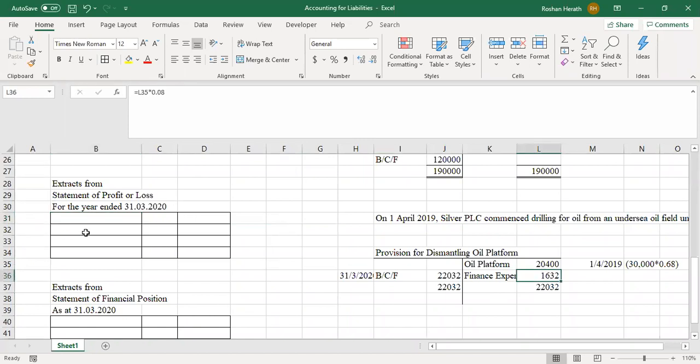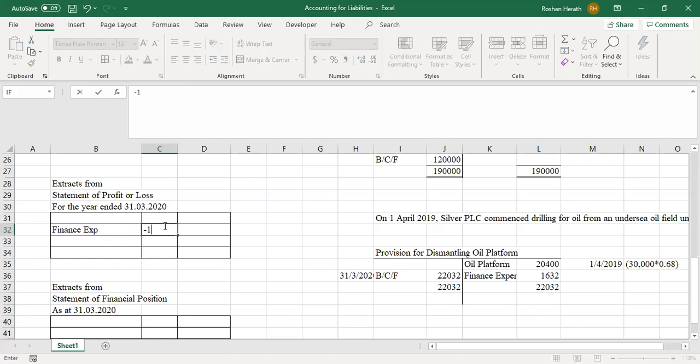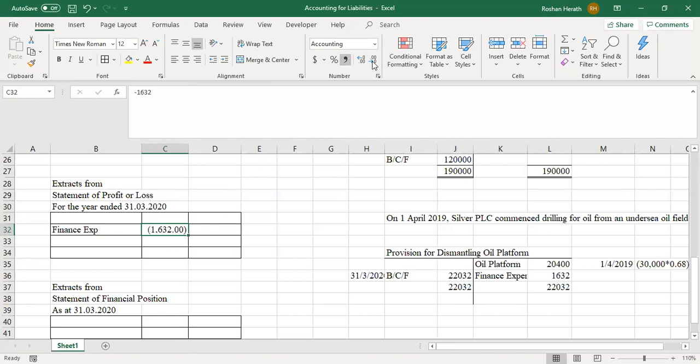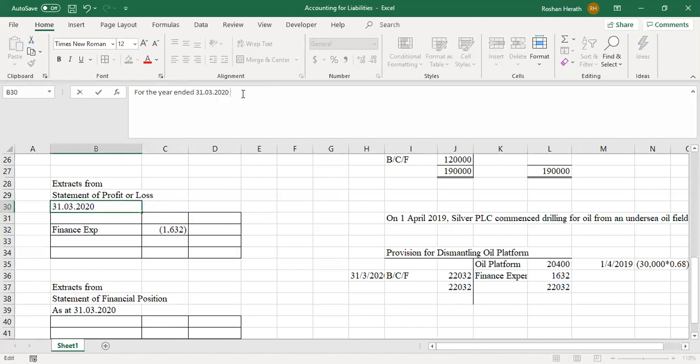When we come to the statement of profit or loss, there you have the finance cost, 1,632. So this is all what you need to provide. And here we have rupees, and that's in thousand.